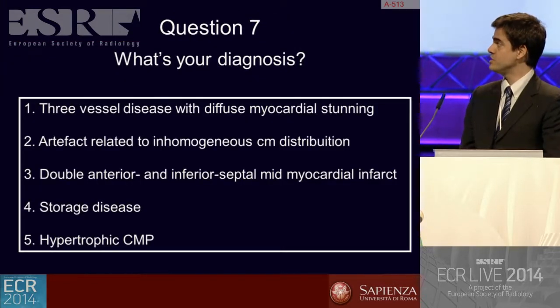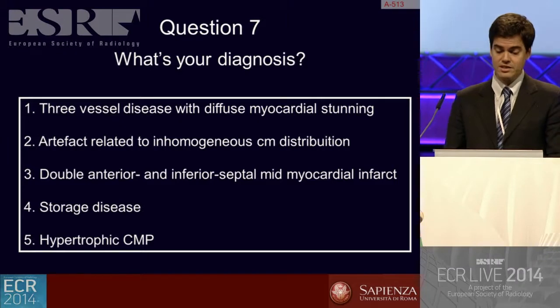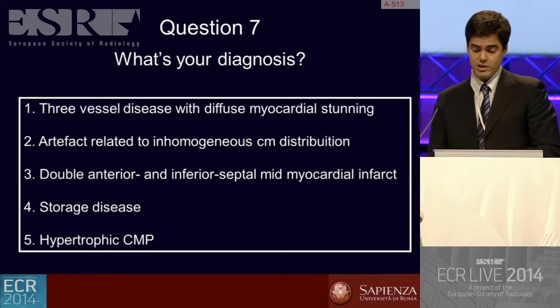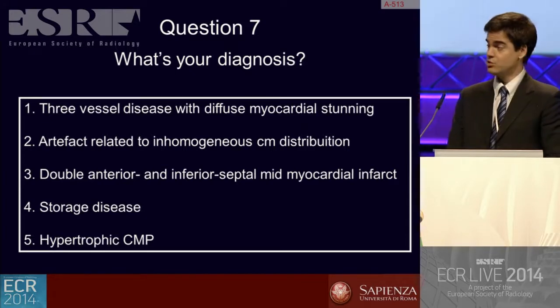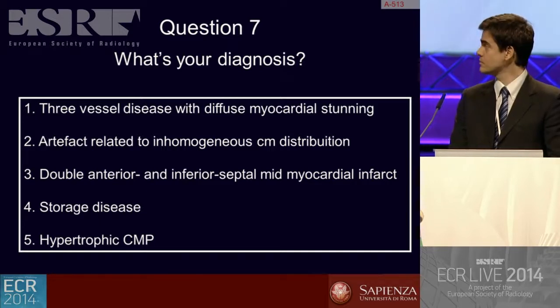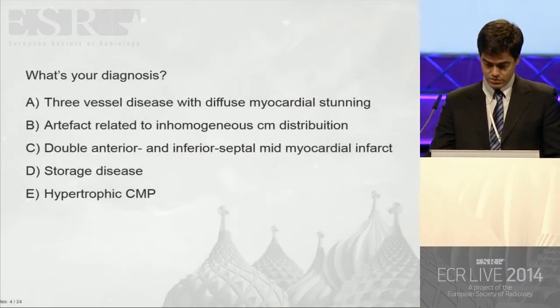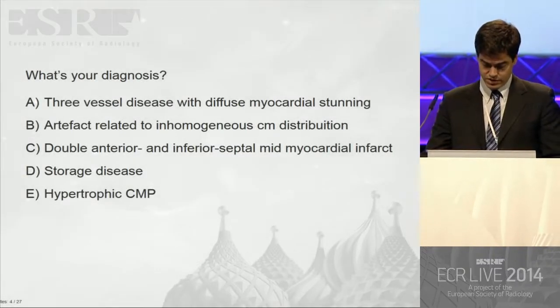Is it a three-vessel disease with diffuse myocardial staining, since the patient had a history of coronary artery disease? Is it an artifact related to inhomogeneous distribution of contrast, because there were patchy areas enhancing? Is it a double anterior or inferior septal mid myocardial infarction? Is it a storage disease or is it a hypertrophic cardiomyopathy? And I go back to the movie just to let you think.